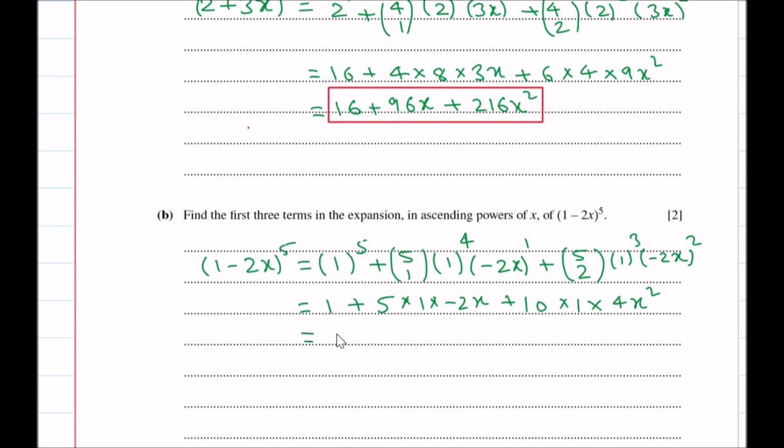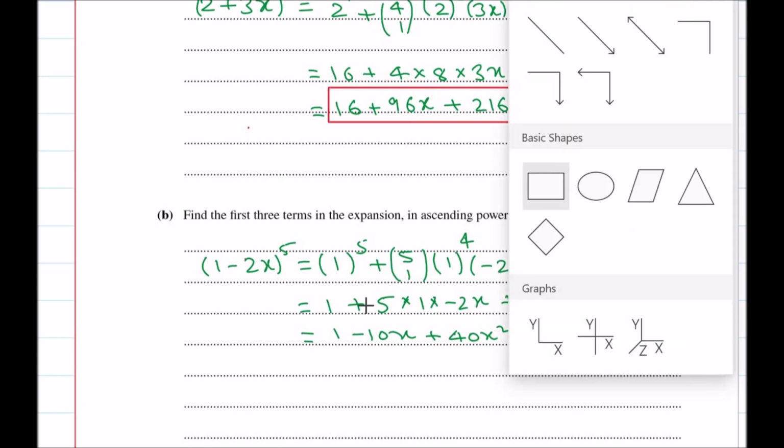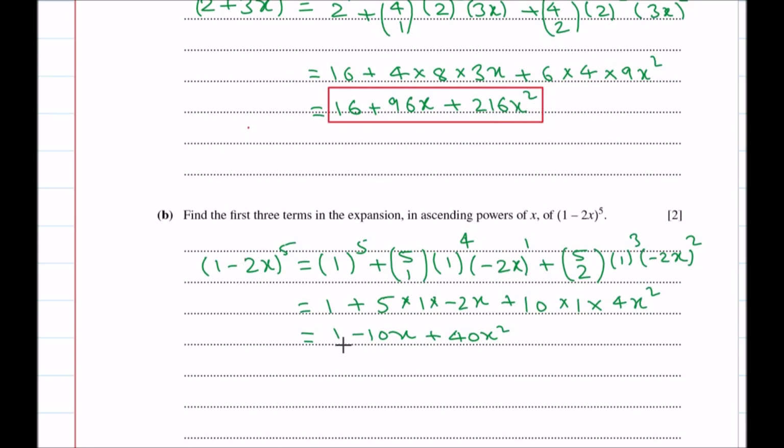Okay. Now let us simplify further. 1. Now 5 into minus 2 becomes minus 10x, plus 10 times 4, 40x squared. So this is the final answer for this question. Let's put it in the box. So these three terms are here.